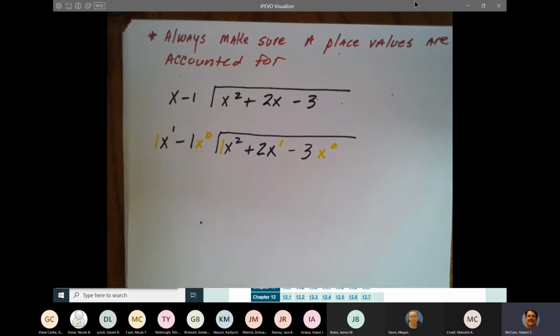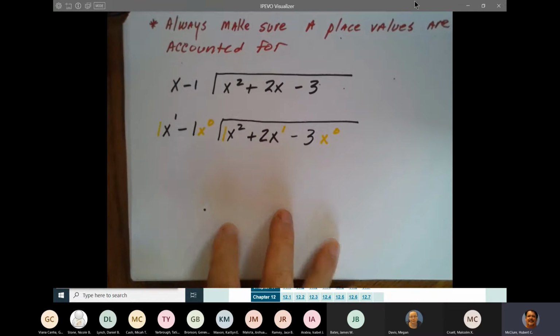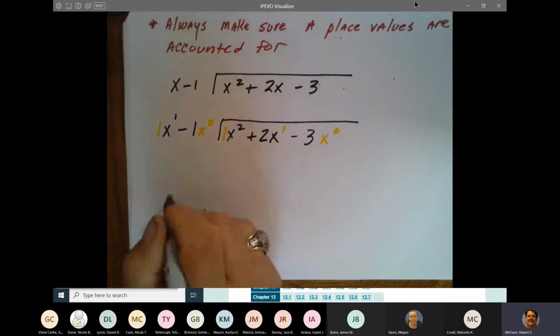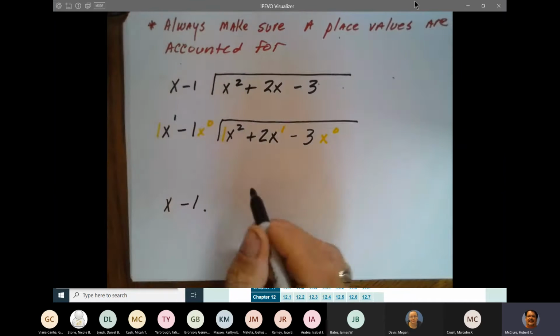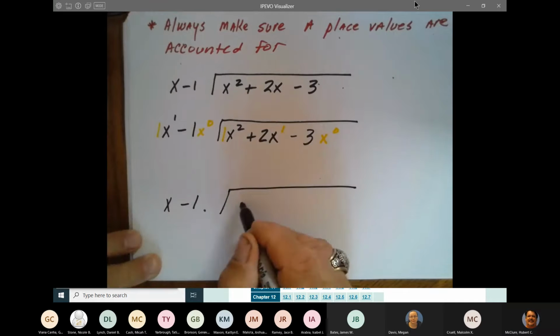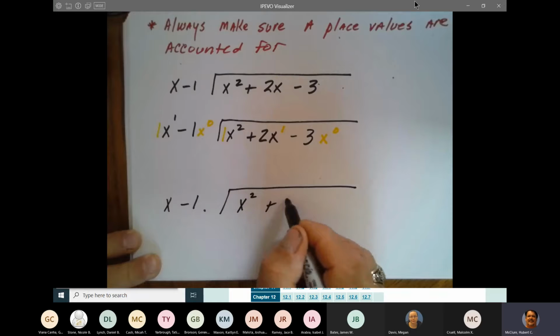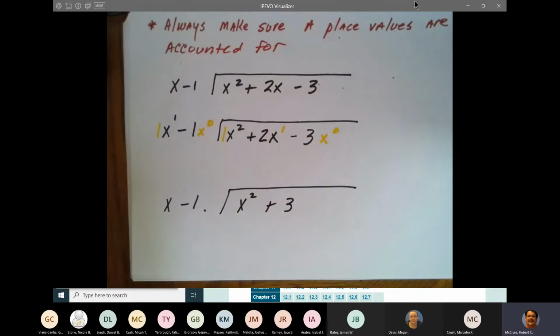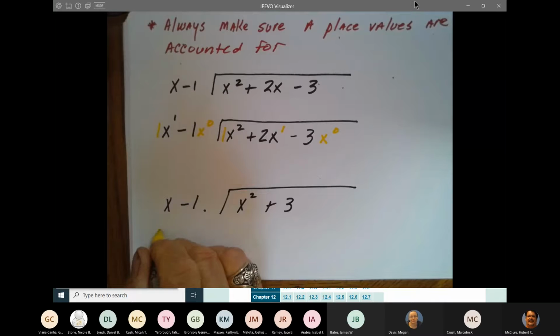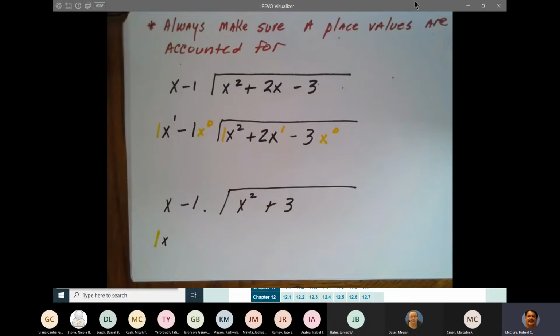Well, I'll show you one that's not accounted for. Let's go with x minus 1 into x squared plus 3. All right, let's write everything out with the yellow marker. Okay, this is 1x to the first minus 1x to the 0.